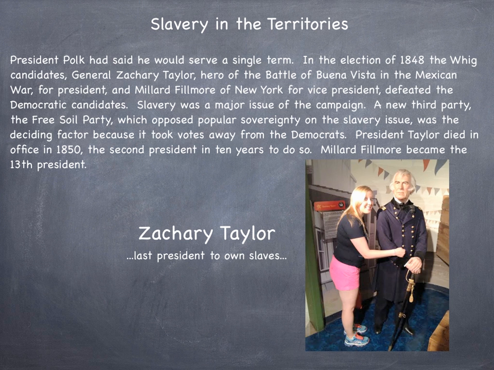Polk had said he would serve a single term. In the election of 1848, the Whig candidates, General Zachary Taylor, a hero of the Battle of Buena Vista in the Mexican War, ran for president, and Millard Fillmore of New York ran for vice president and defeated the Democratic candidates. Slavery was a major issue of the campaign. A new third party, the Free Soil Party, which opposed popular sovereignty on the slavery issue, was the deciding factor because it took votes away from the Democrats.